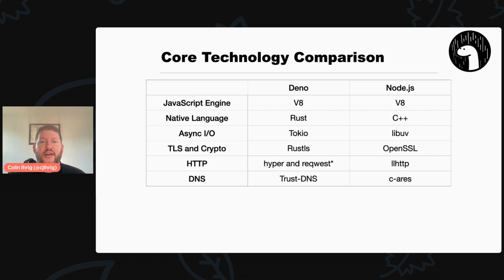For HTTP, Deno uses hyper and request depending on whether you're on the client or the server. And I have an asterisk here because Deno also has an experimental server called Flash that's kind of under development, which is hopefully and according to benchmarks showing to be the fastest JavaScript server kind of ever developed so far. On the Node side, llhttp is used for implementing HTTP. And then finally, for DNS, Deno uses something called Trust-DNS, whereas Node uses the C library called c-ares.